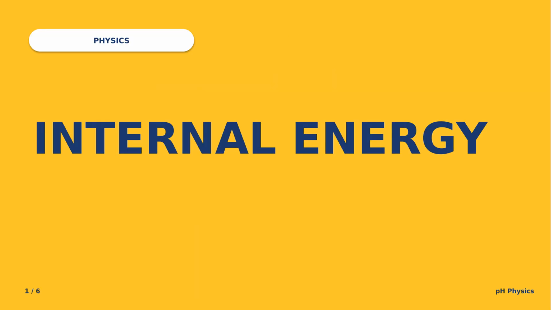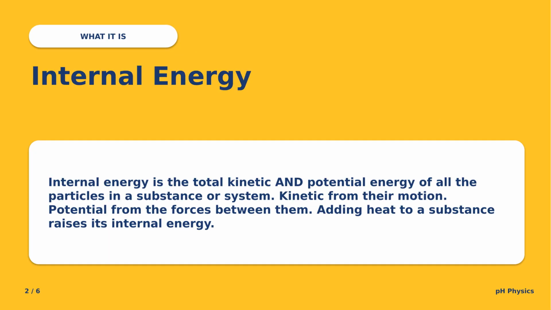Today's explainer is internal energy, the total kinetic plus potential energy of all the particles in a system. By the end of this, you'll know how it differs from temperature. So internal energy is the total kinetic and potential energy of all the particles in a substance or system. Kinetic from their motion and potential from the forces between them. Adding heat to a substance raises its internal energy.